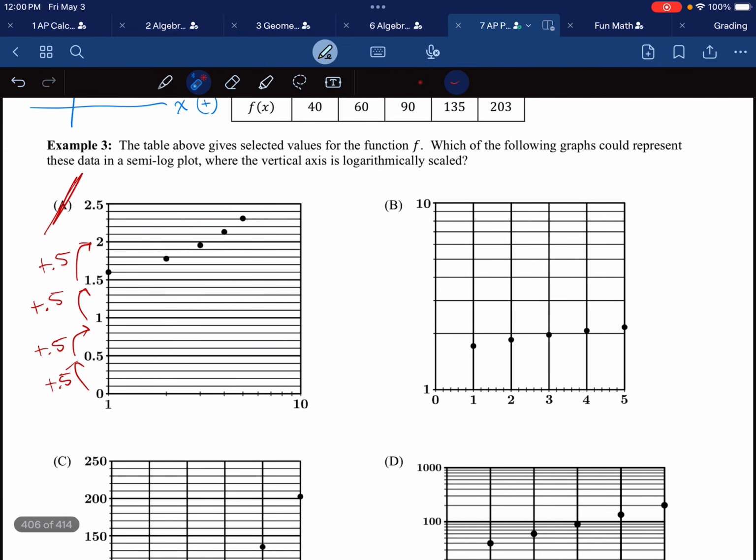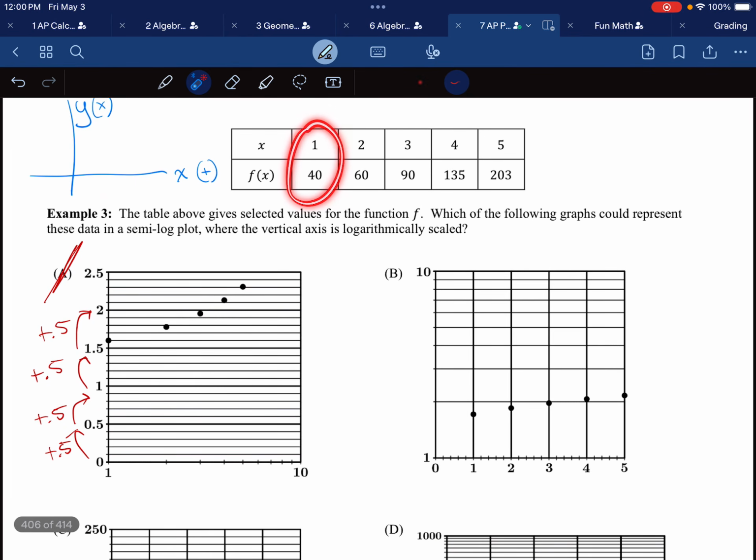What about B? B is a semi-log plot because you can see as it gets higher, these numbers get closer and closer together. So B is actually a logarithmic plot. So it's probably that answer. All we have to do is verify that that data has been graphed appropriately. So I'm going to go to 1, and I go up to a height of 40. I go up to a height of, well, there's 10. My point should be way up there. That is an incorrect point. So B, while it is a semi-log plot, is not the correct data here.